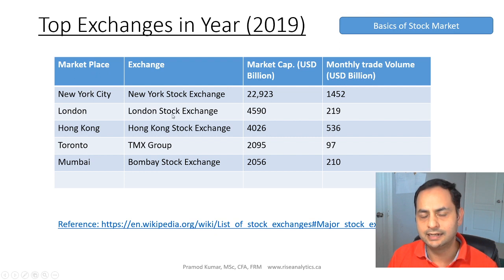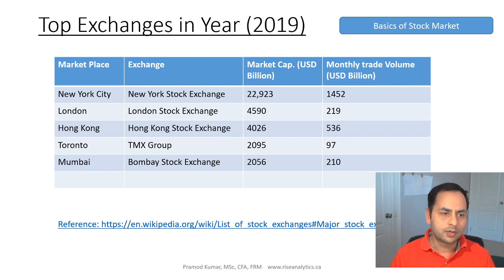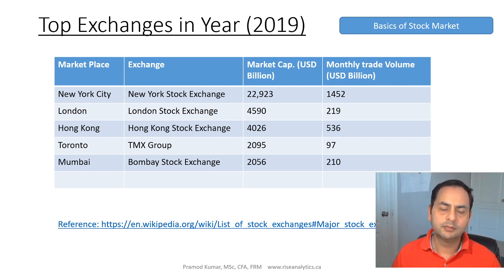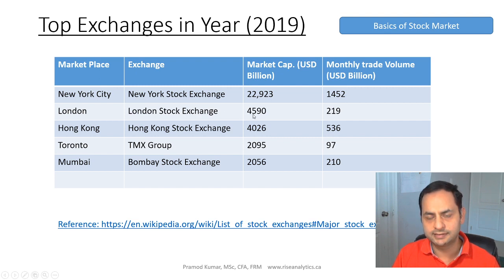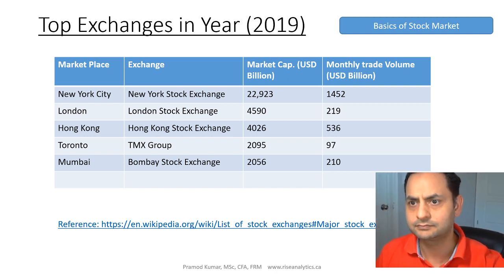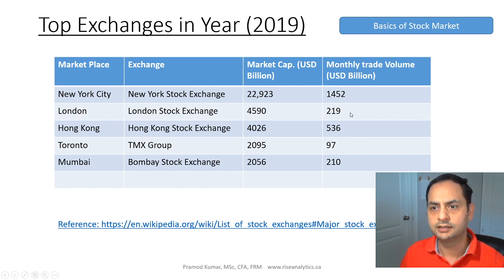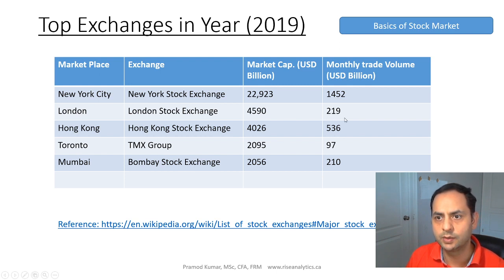The next bigger one is the London Stock Exchange, which is also very big. In terms of money, if you combine all the securities in that exchange, what's the market cap, what's the dollar amount? Think of it in layman's language. The second one is the London Stock Exchange, but it's almost five times lower than the New York Stock Exchange. That's the power of the US market. The trade volume there, the number of transactions or trading, is 219.